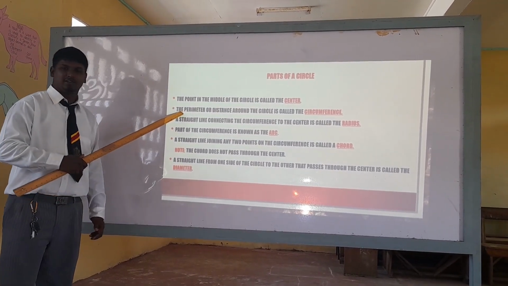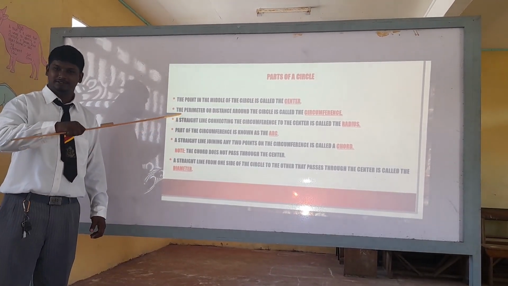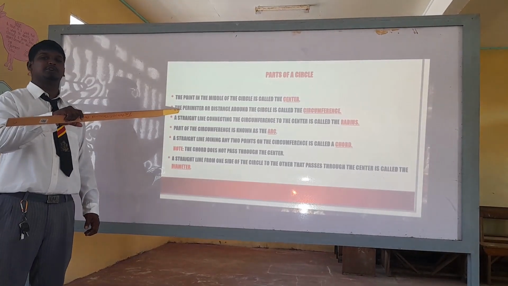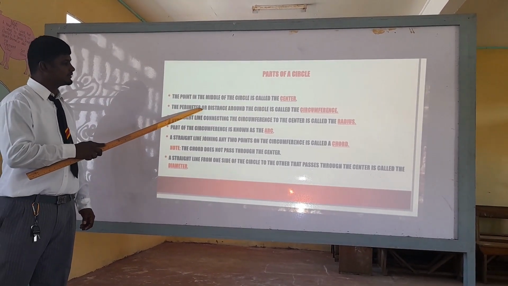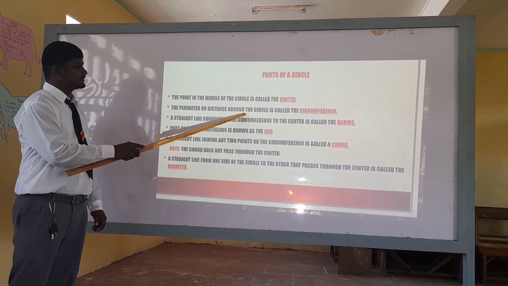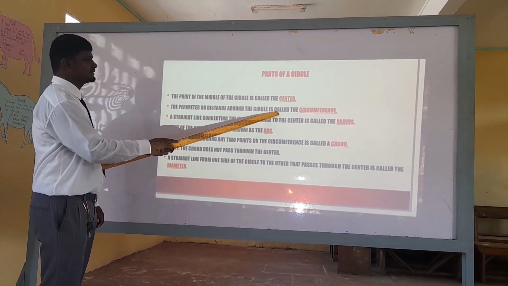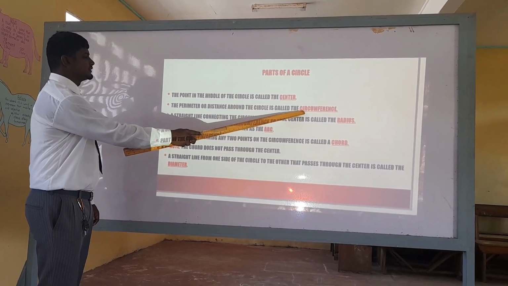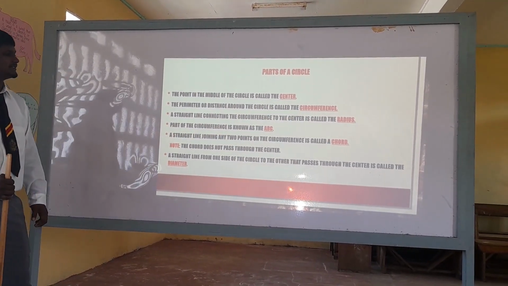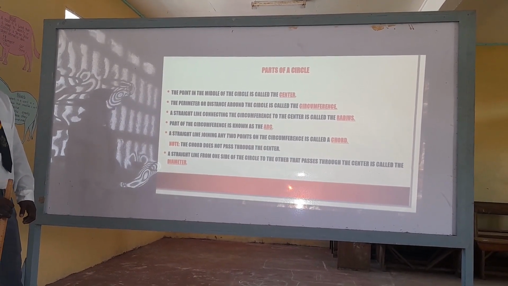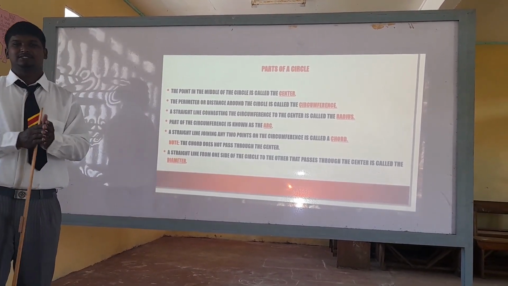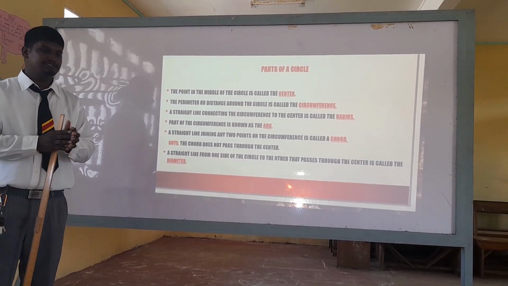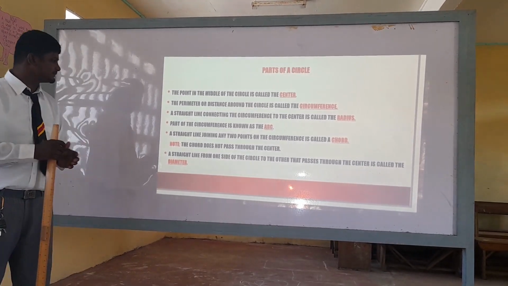Can we have the second volunteer now to read the second one? And then I will read the third one, right? The perimeter or distance around the circle is called the circumference. Okay, the perimeter or the distance around the circle is called the circumference, right? Give them a round of applause. Show some encouragement for our students and your friends, alright?